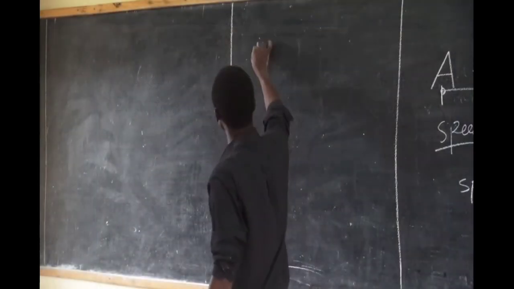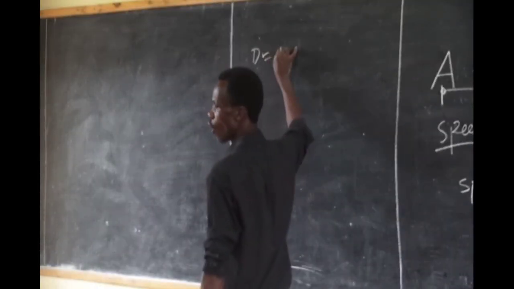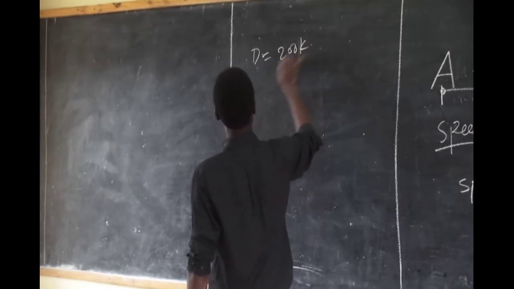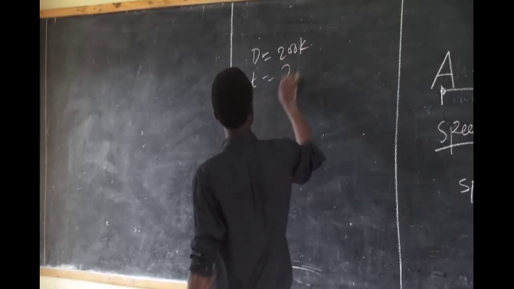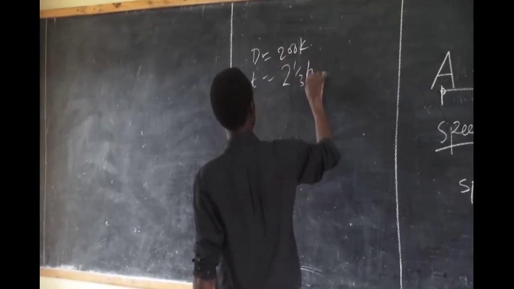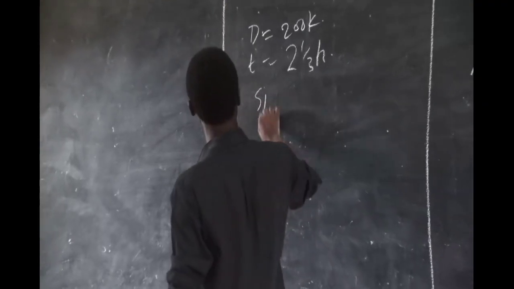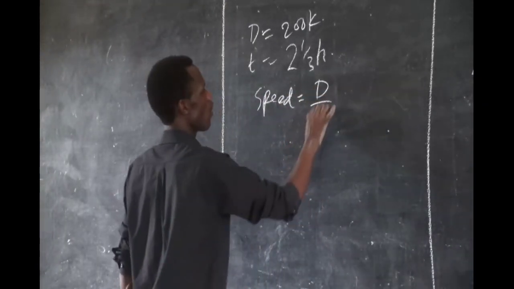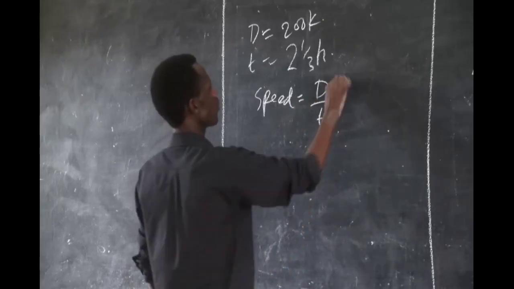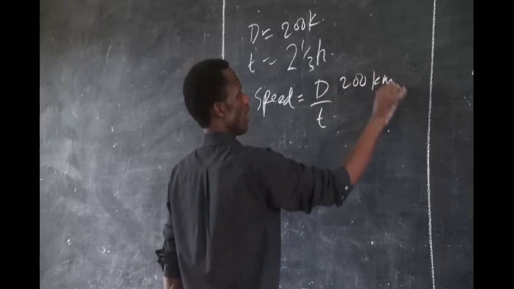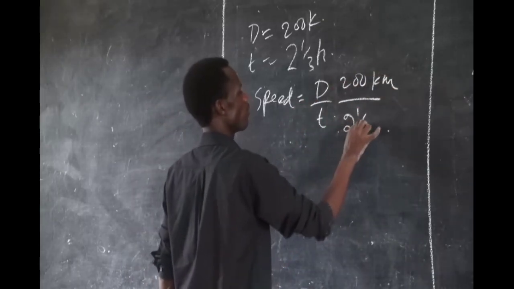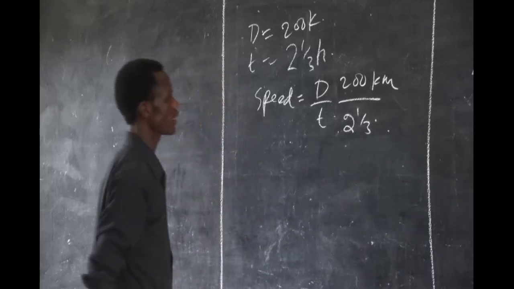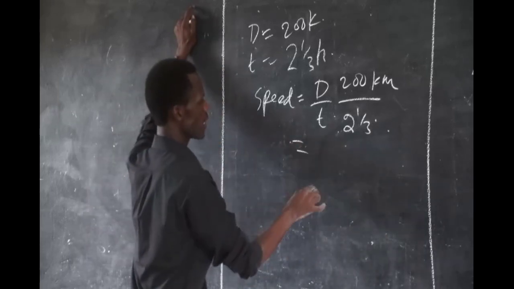And therefore, from the question we have seen D is equal to 200 kilometers. And then we have seen time is equal to 2 and 1 over 3 hours. Now we know speed is calculated as distance over time. Distance is equal to 200 kilometers, and time is 7 over 3. Now we just want to calculate that one.